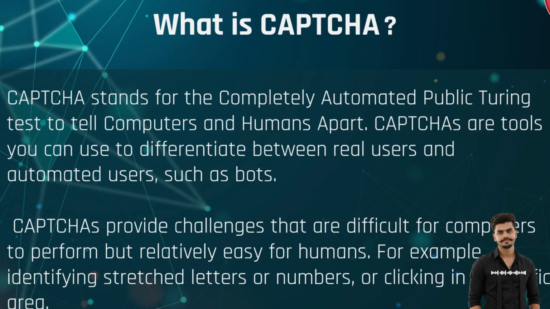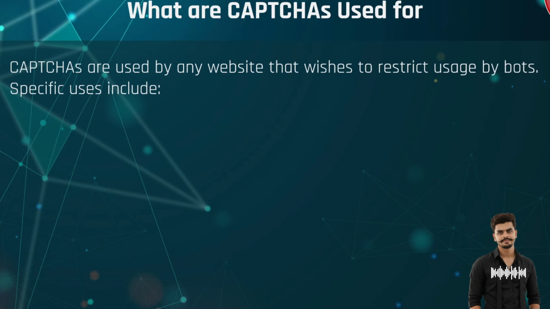In some CAPTCHAs, you might have to fill in the content of the image, like some letters which are weird in shape. By entering it, you prove that you are human. So basically, it differentiates the human and the robot. Those images include things which are difficult for a robot to understand, but easy for a normal human.